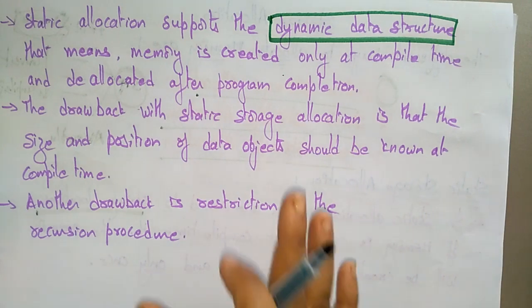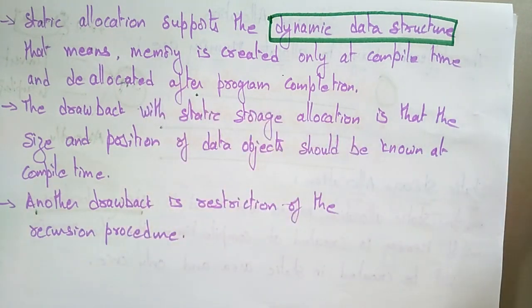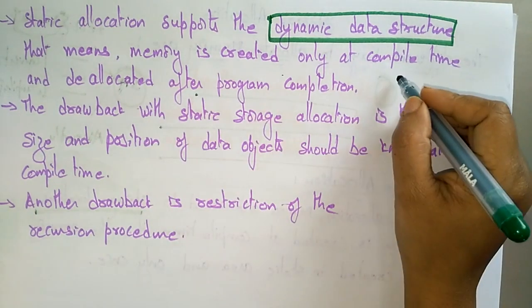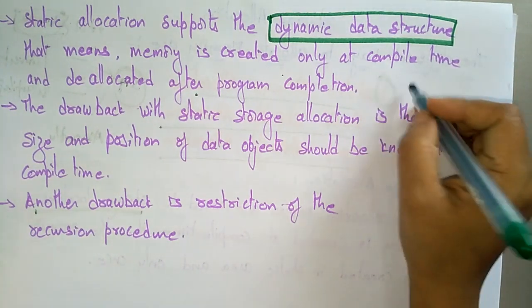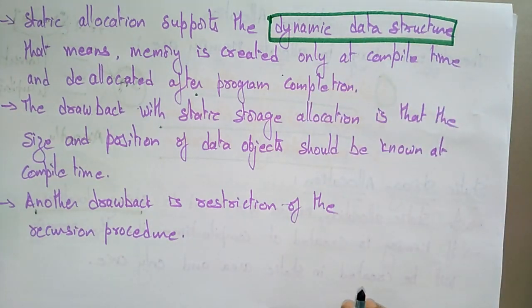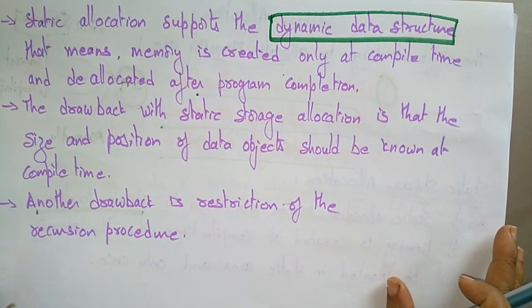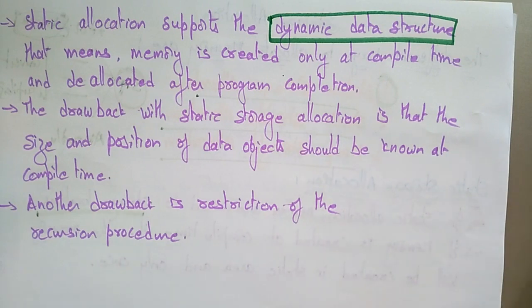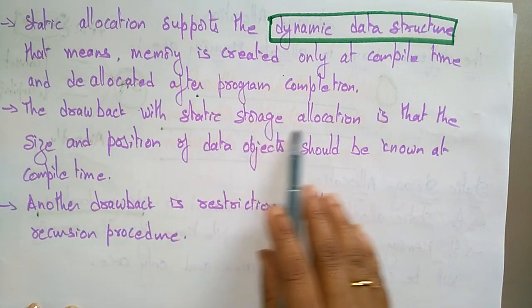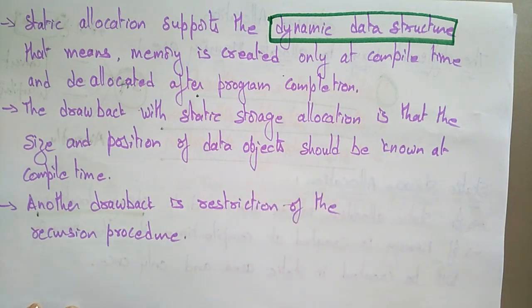You want the result. So here the memory is created only at compile time and deallocated after the program completion. Obviously, whenever the program is converted, its execution is over, its conversion is over, and it automatically deallocates the memory. That's why we say that static allocation supports the dynamic data structure. It is created, and after the execution it is automatically deallocated, which is a dynamic nature. The drawback with static storage allocation is that the size and position of data objects should be known at compile time. This is a main drawback in the static storage allocation.